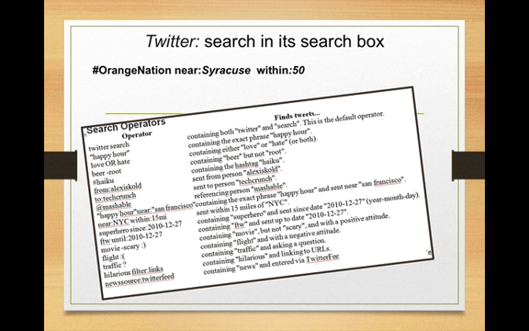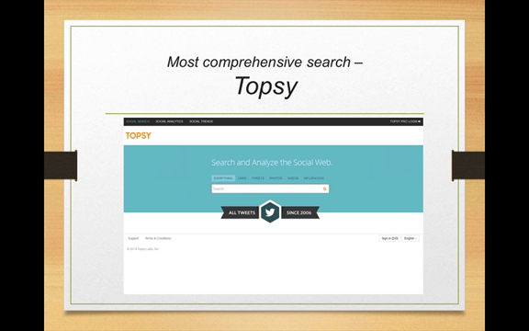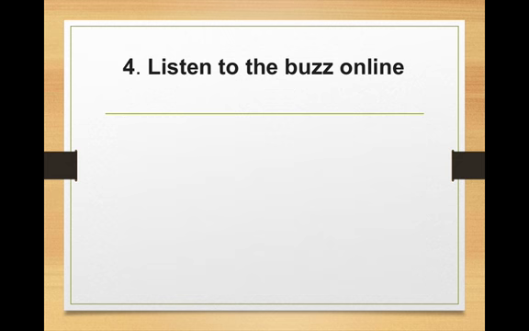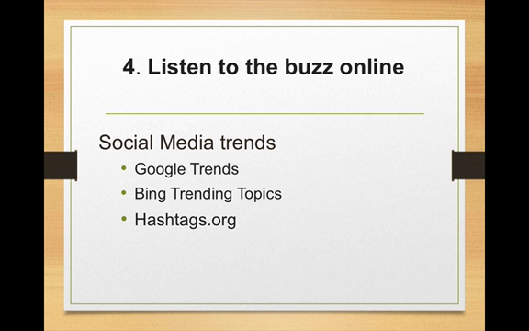While we're talking about searching Twitter, actually, Twitter isn't the greatest for search. Topsy is much better, especially if you want to go way back in time because it has every tweet from the very beginning. Another way to listen to the buzz is to check what's trending on social media. Google, Bing, or hashtags. They don't always work, but every once in a while you might find an idea.